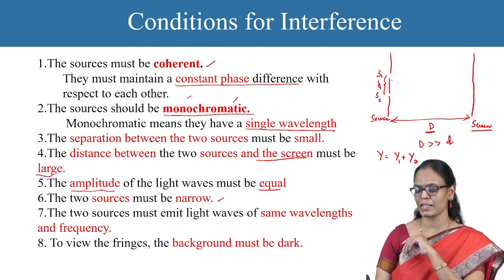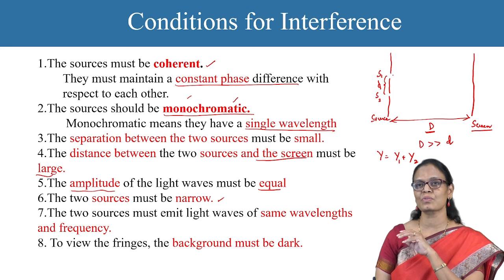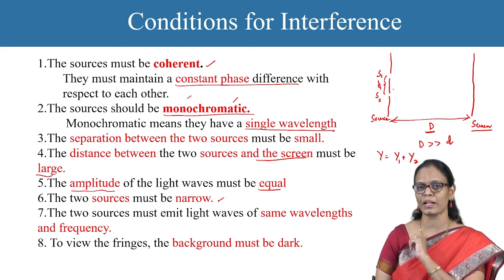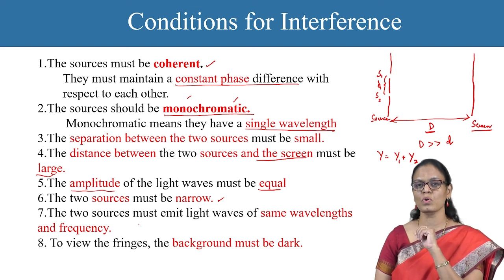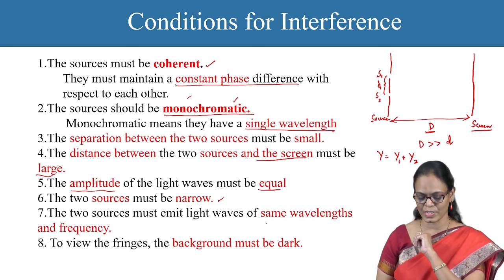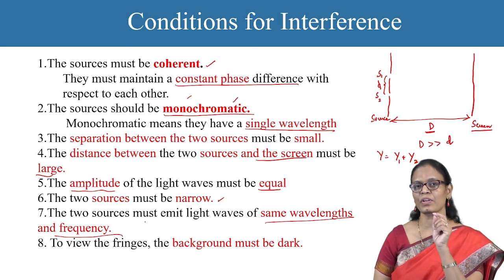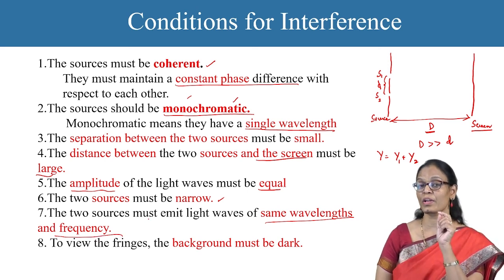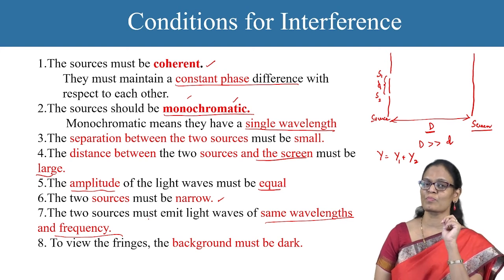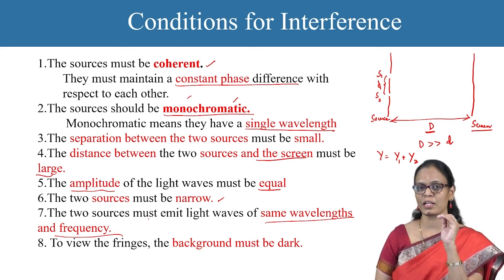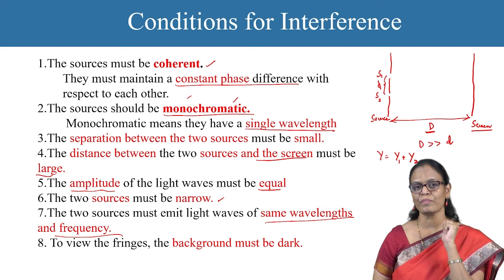We have already seen that whenever we are talking about these sources, the sources have to be very narrow so that they send out spherical waves. Then the two sources must emit light of the same wavelength and frequency. So this is also one condition we have seen for interference. For interference to occur, the two waves must have the same frequency and same wavelength.